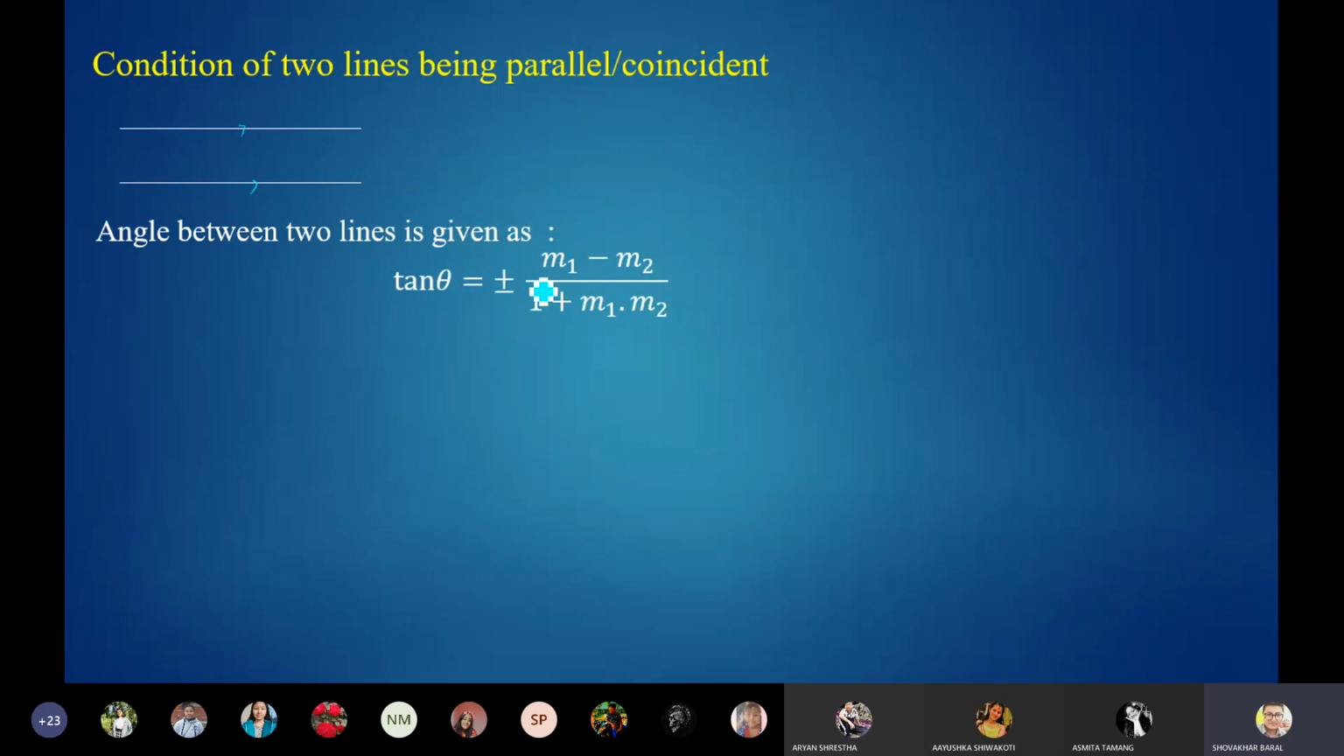Write along with me: tan theta is equals to plus minus m1 minus m2 by 1 plus m1 into m2. So m1 is the slope of the first line and m2 is the slope of the second line. These two are the slopes of these two different lines. m1 and m2 are the slopes.